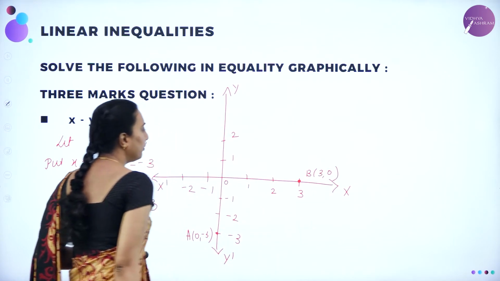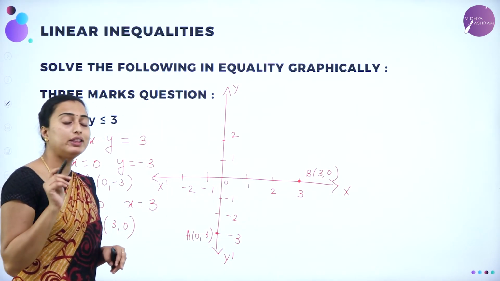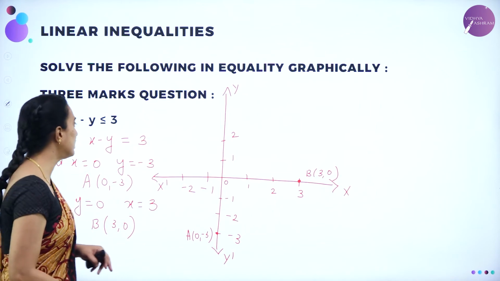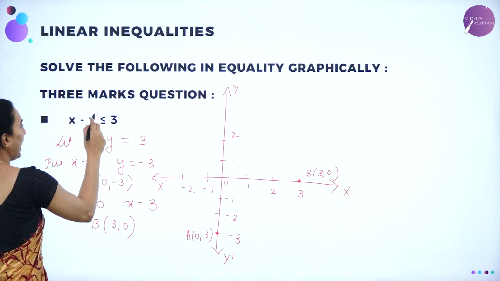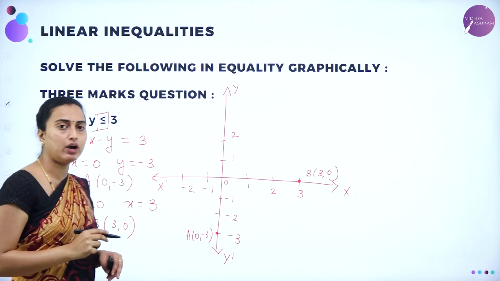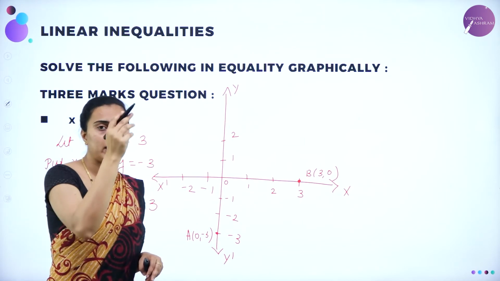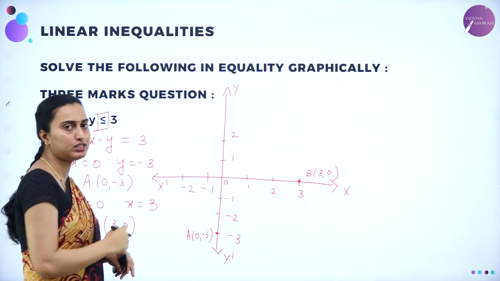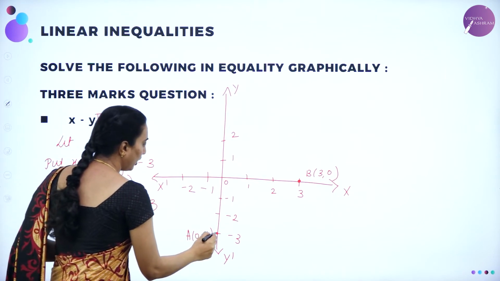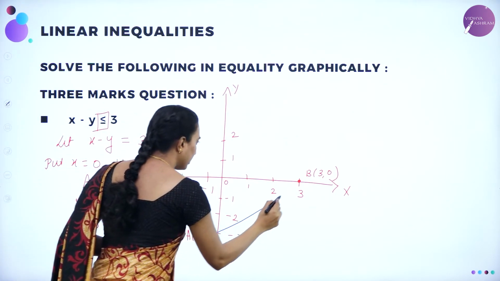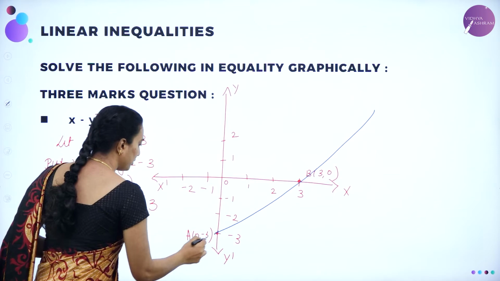Okay. Now you have to draw the line, whether it is a solid line or a broken line. Which inequality? See here, this is a slack inequality. If they have a slack inequality, you have to join the points by a solid line. So let me join the points by a solid line now. So this is the line you are going to have.